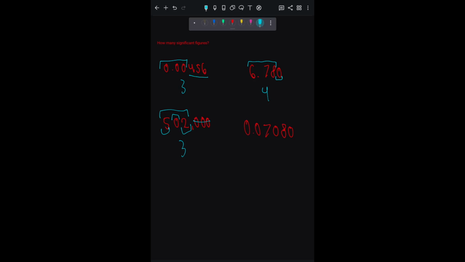Let's look at 0.07080. We know that the 7 and the 8 are significant. We know that the 0 in between these two numbers, the 7 and the 8, is significant because it's between 2 non-zero numbers. Now, remember the first one we did? Leading zeros aren't significant. Why? Because you have to put these zeros here no matter what if you want to write down this number. However, you don't need that 0 at the end. I shouldn't have done that. There you go. You didn't need the 0, but they put it there because they know it is accurate, which means that it's significant. So it has 4 significant figures.